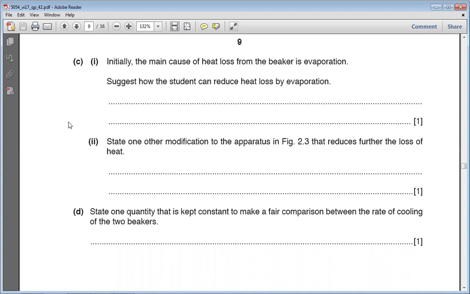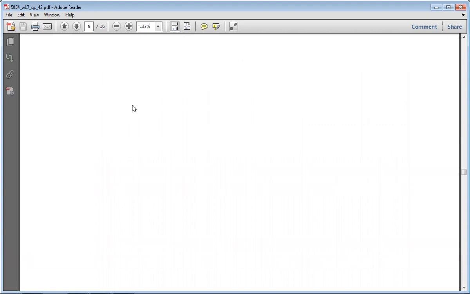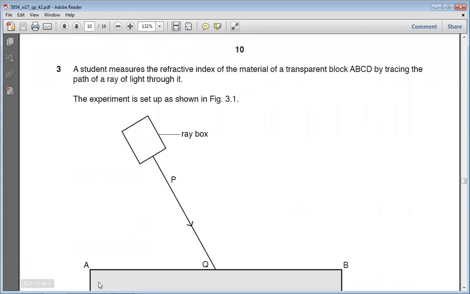Then he says, state one quantity that is kept constant to make a fair comparison between the rate of cooling of the two beakers. A few things should be kept the same in both beakers: the initial temperature of the water in both beakers should be the same. The volume of the water in both beakers should be the same. The room temperature in both experiments should be the same. You only have to write one thing which should be the same. So that is the D part, and then we are done with question number 2.